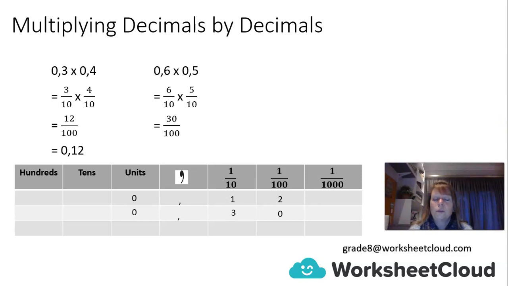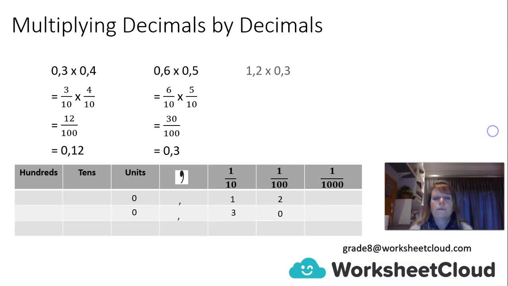Okay, now we all know, because we've looked at decimals, that this naught doesn't have any value. So when we're writing our answer, we can put it in, but we don't have to put it in. So that will be my answer, 0,3. If I wanted to put in the naught, it's absolutely fine. It doesn't change the value of the decimal number.